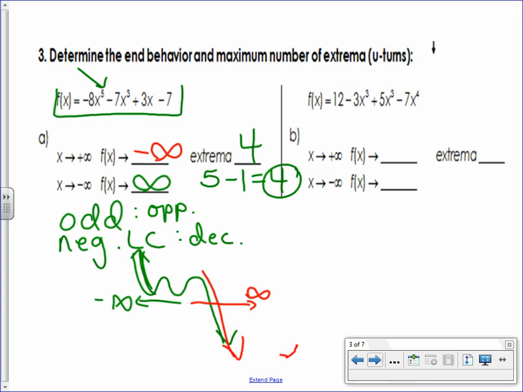Okay, let's check out this letter B. For letter B over here, I'm going to draw a line. Okay, letter B. I've got to find my degree first. Remember, degree is the largest exponent. The largest exponent that I see here is what?